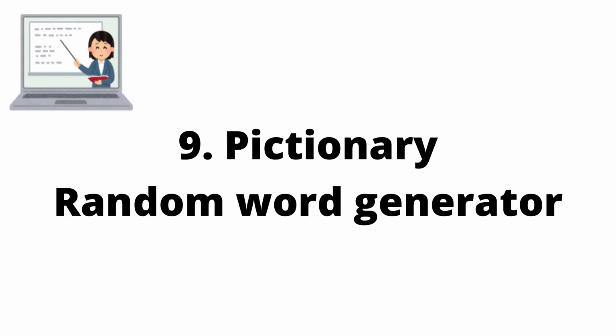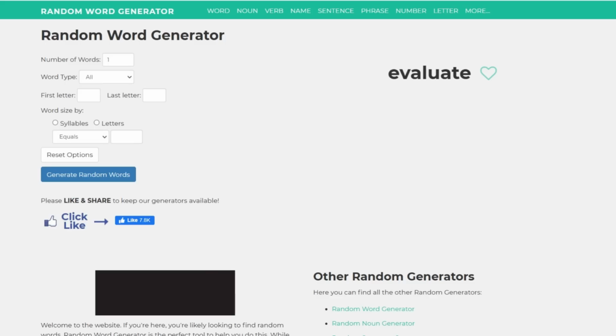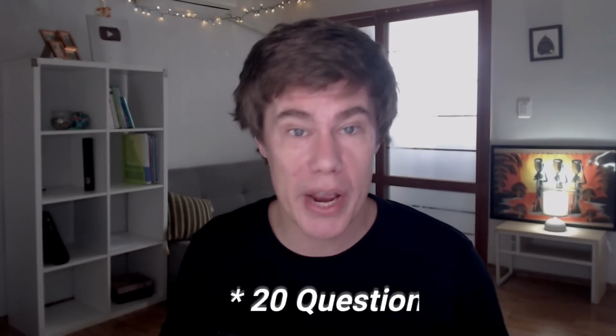Pictionary, random word generator. This tool generates random words that can be used for Pictionary, a drawing-based game where students draw a word and others have to guess. Or students can explain the word, or they can mime the word, or they can give one synonym to the word or one word that is related to the word for students to guess. Students can also play 20 questions where other students have to ask yes or no questions to find out what that word is. Teachers can use the random word generator in Pictionary games to practice vocabulary in an engaging and visual way.